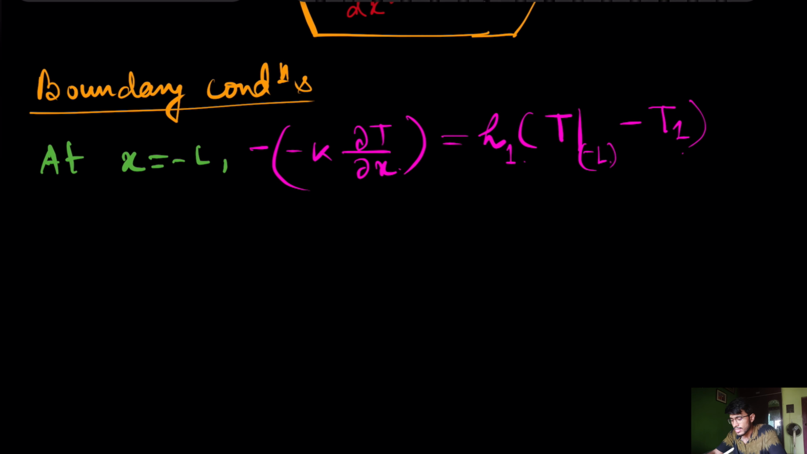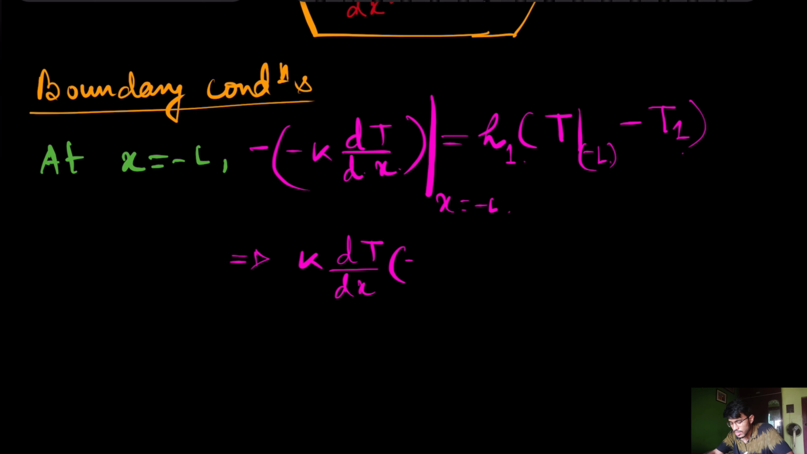Okay, and this is what? I have to find this dT/dx, and obviously I should not write del anymore, I should write d, at x equal to minus L. So if I write it in a compact way, then this at x equal to minus L is equal to h1 into (T at minus L minus T1). This is at x equal to minus L.